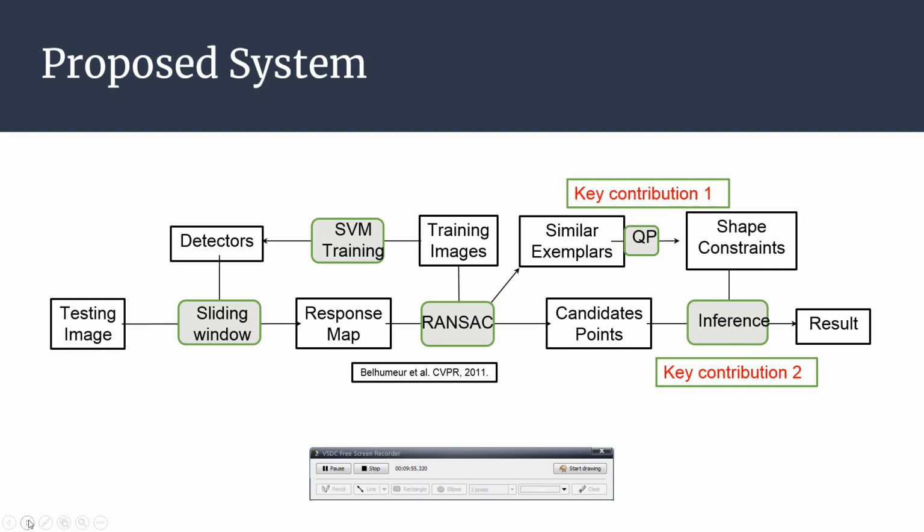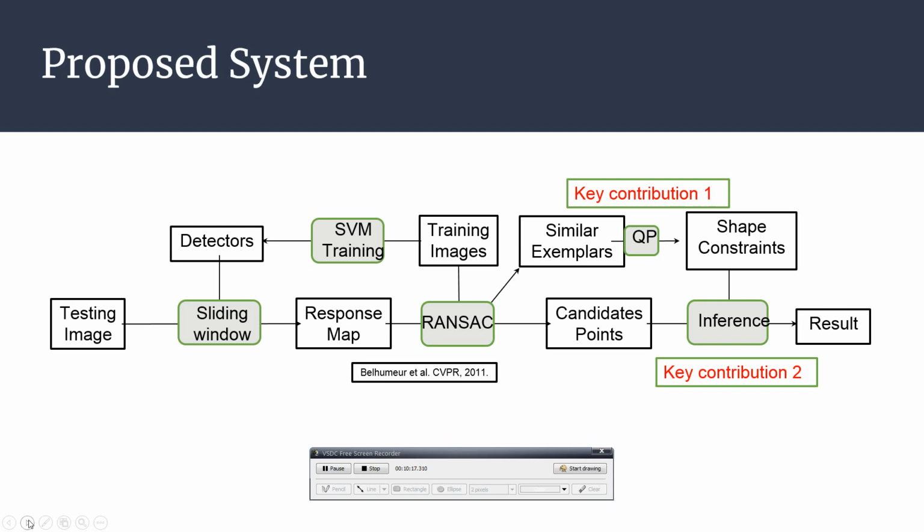A very top level diagram of our proposed system for the EGM facial matching is shown. The approach to EGM follows a series of steps. It begins with training, next the sliding window, third RANSAC, fourth learning, and lastly matching.